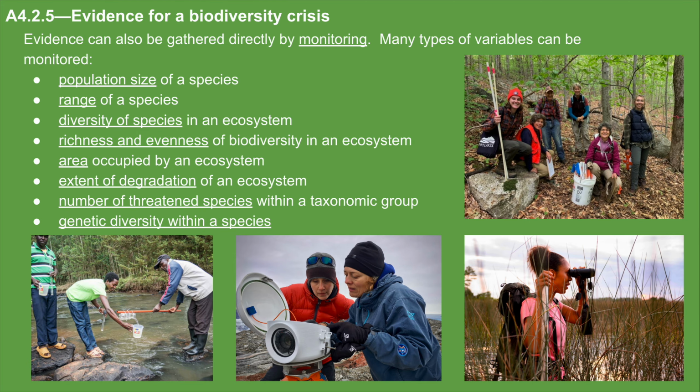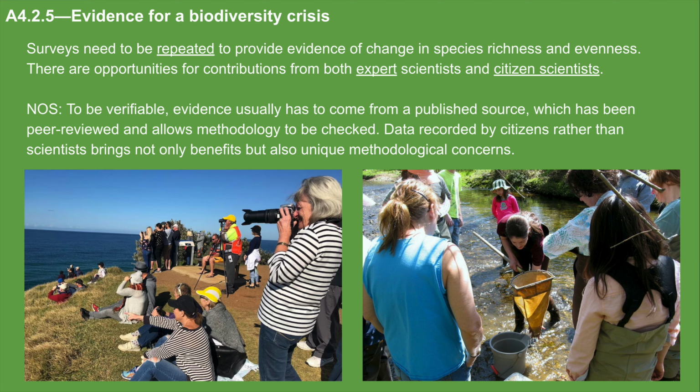Many types of variables can be monitored. Population size of a species, the range of a species, the diversity of species in an ecosystem, richness and evenness of biodiversity in an ecosystem, the area occupied by an ecosystem, the extent of degradation of an ecosystem, the number of threatened species within a taxonomic group, which is a classification group, and the genetic diversity within the species itself. Surveys need to be repeated to provide evidence of change in species richness and evenness.